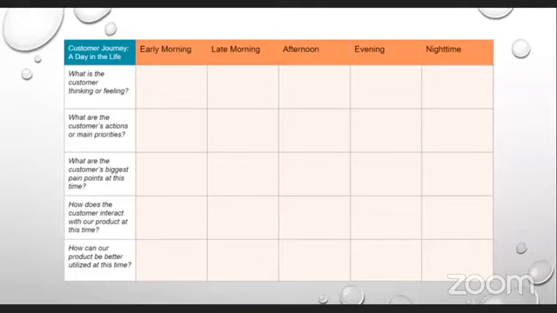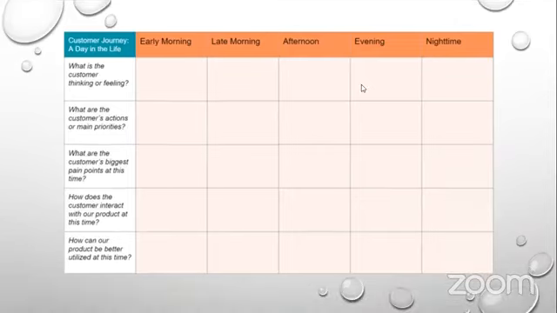So they know the benefits of all these things. Now, moving further, how can our products be better utilized at this time? Every day, you've probably seen that my customers are taking my product in the afternoon. How can I utilize this time to sell more, or how can this be more beneficial to my customers?